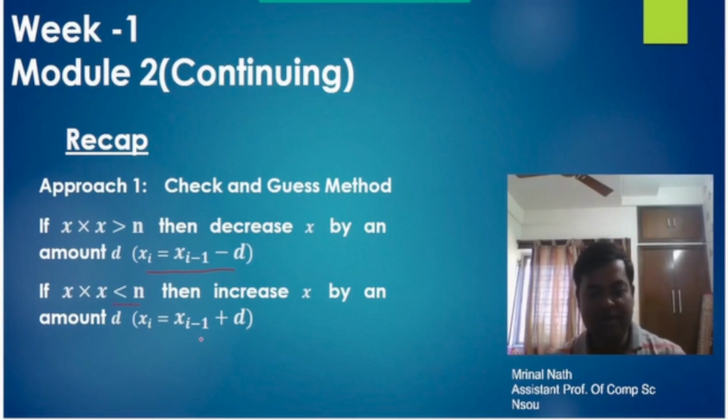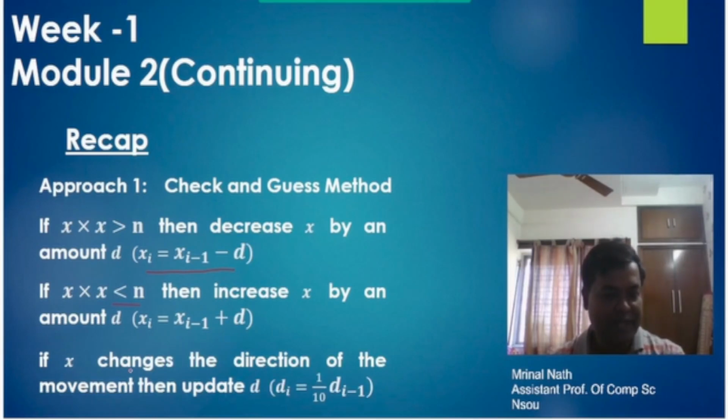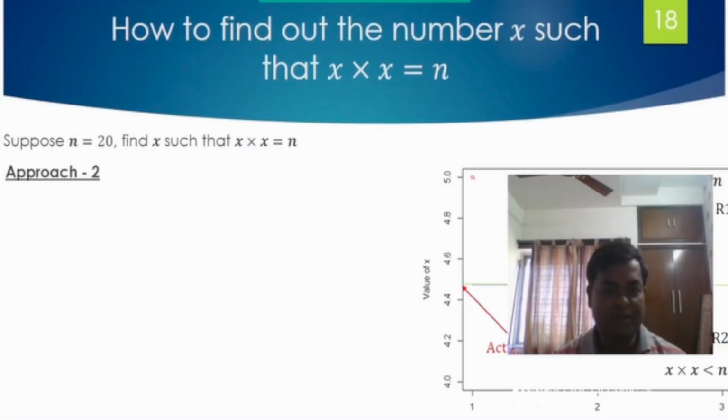And then we also said we need to update d as well. How should we update d? If x changes the direction of the movement, then update d using this formula, that is d_i equals 1 by 10 of d_(i-1). So these are basically the three things we have discussed for approach 1.